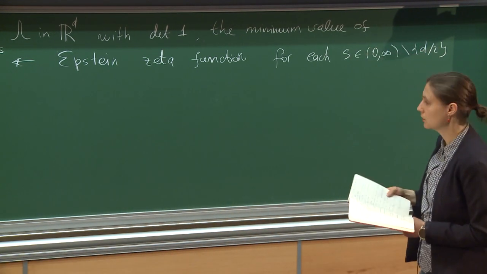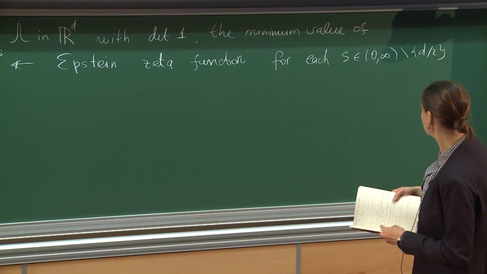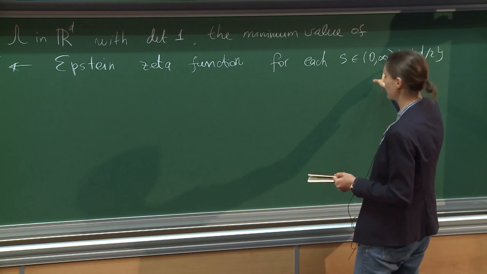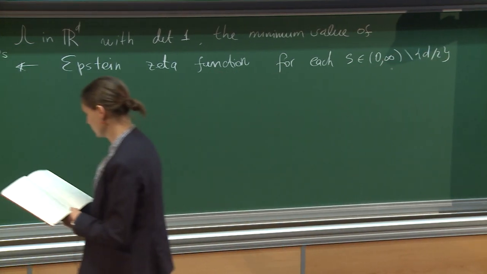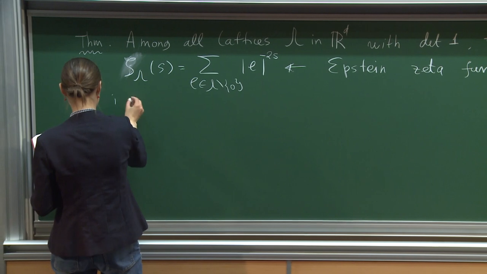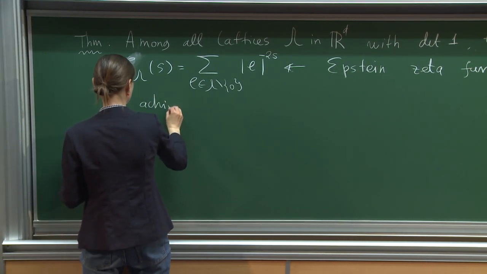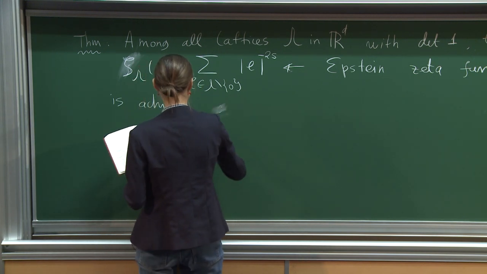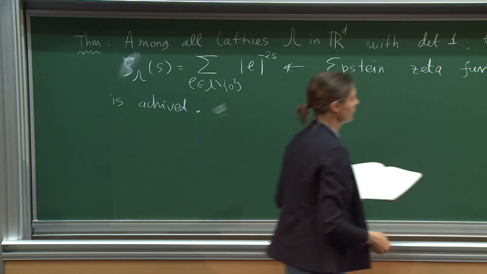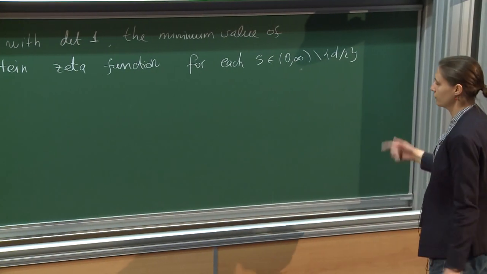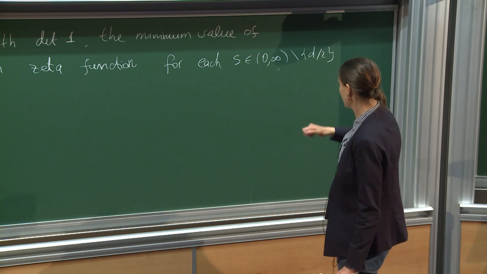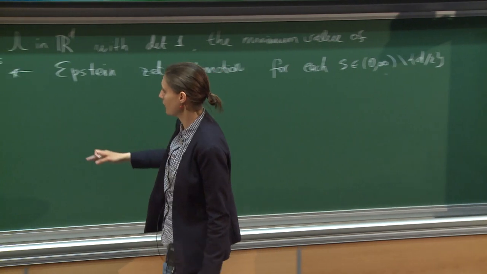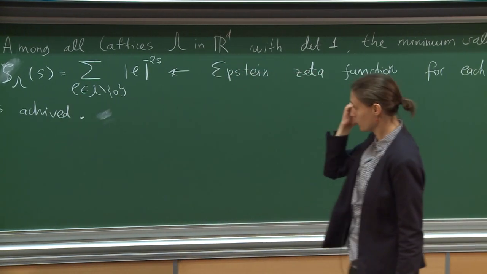Yes? You need the analytic continuation. Yes, so we will do the analytic continuation as well. So the minimum is achieved, and so we can extend. Somehow it's more or less straightforward to obtain this where the Epstein zeta function converges. It just follows from universal optimality.